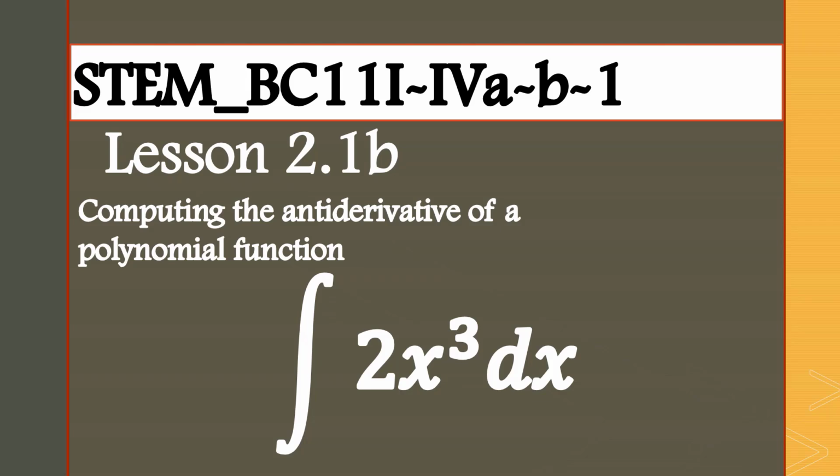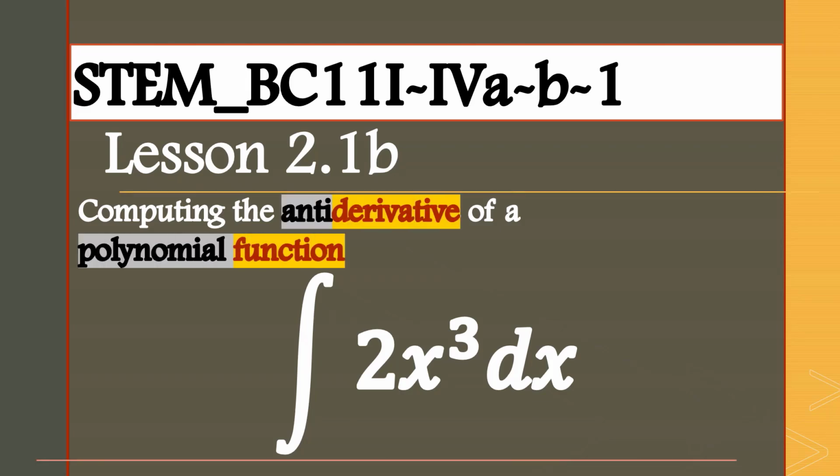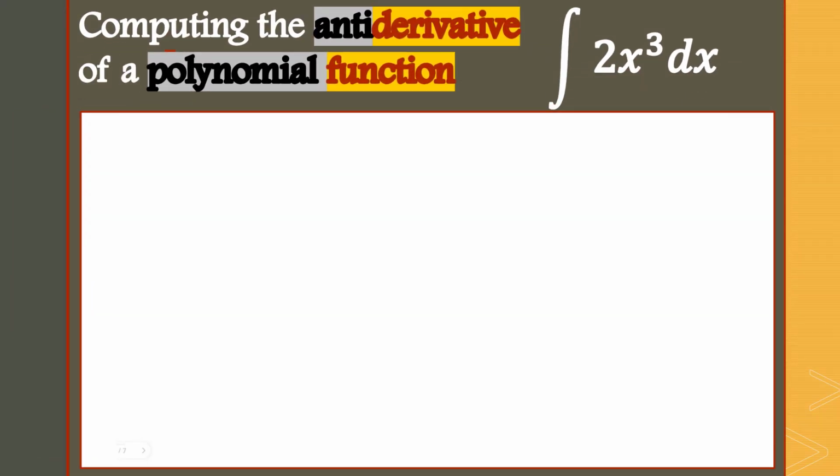Let's compute the antiderivative of this given polynomial function. Now this time, we are going to use the two presented rules. We have the power rule and the constant multiple rule.